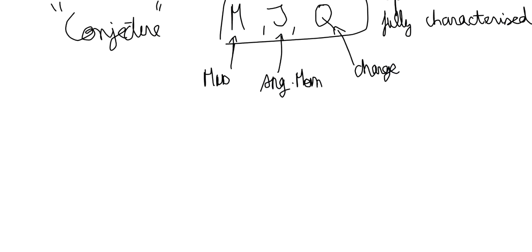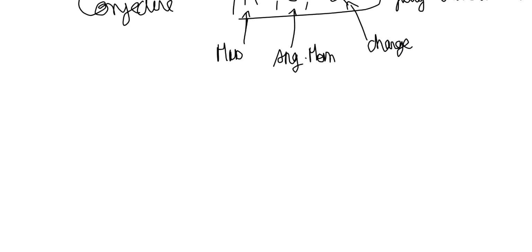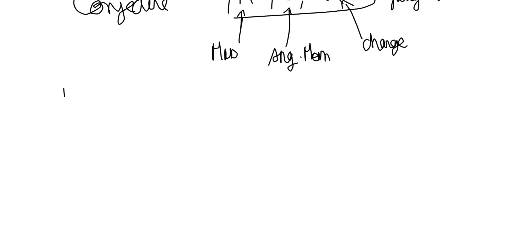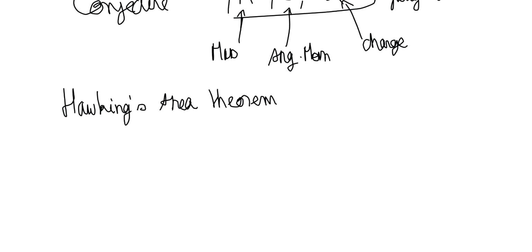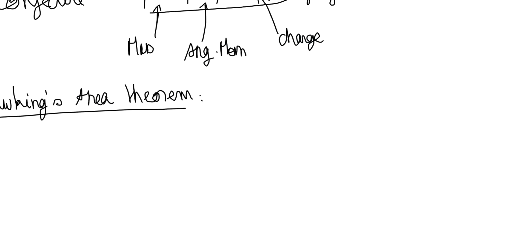And another one is Hawking's area theorem, which says that the total black hole area can never decrease. Hawking's classical area theorem says that if you take the area of every black hole in the universe, this total area A will never decrease. So a differential of area must be positive or null always.